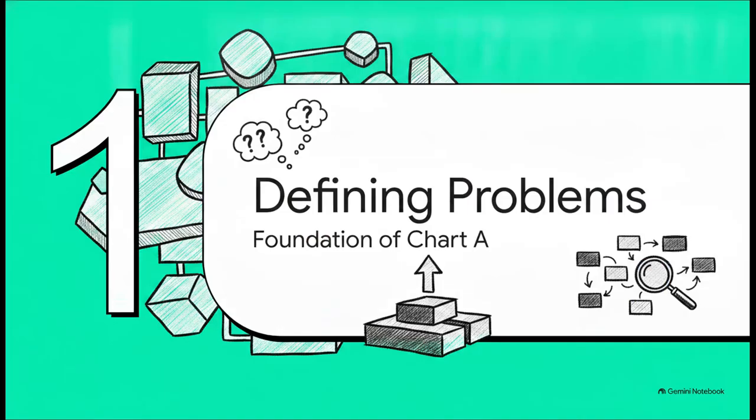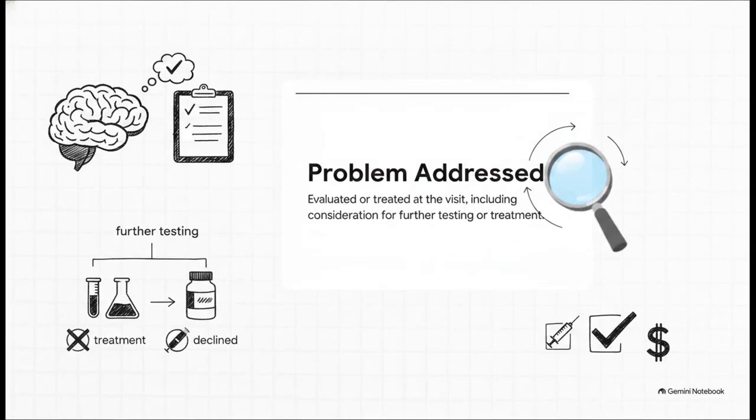Okay, let's jump straight into Section 1, defining problems addressed, which is really the core foundation of Chart A. So, the crucial starting point is this official guideline definition. For a problem to actually count on your MDM grid, it absolutely must be evaluated or treated at the visit, specifically by the provider reporting the service.